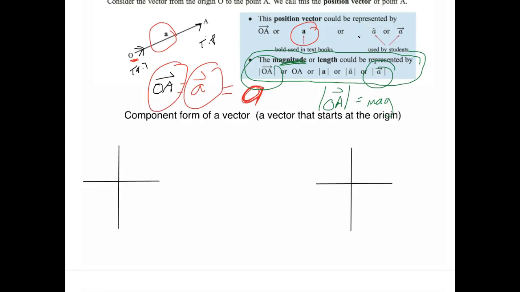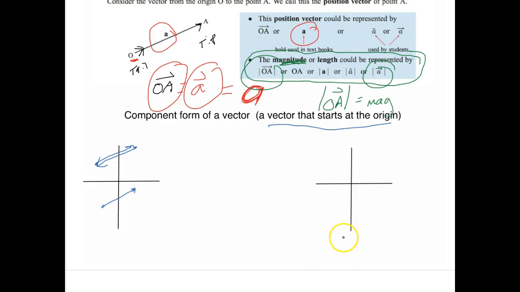Now, component form of a vector. Component form of a vector just means the vector that starts at the origin. So vectors can start anywhere, right? That could be anything. So you have a vector that looks like that. You have a vector that goes the opposite direction, actually, if you want. You have a vector that starts here, goes that way.